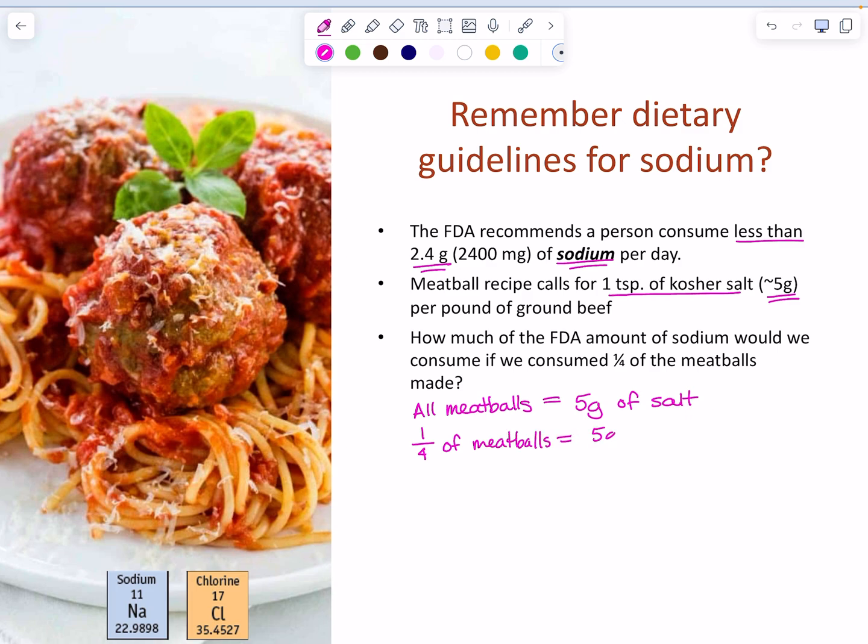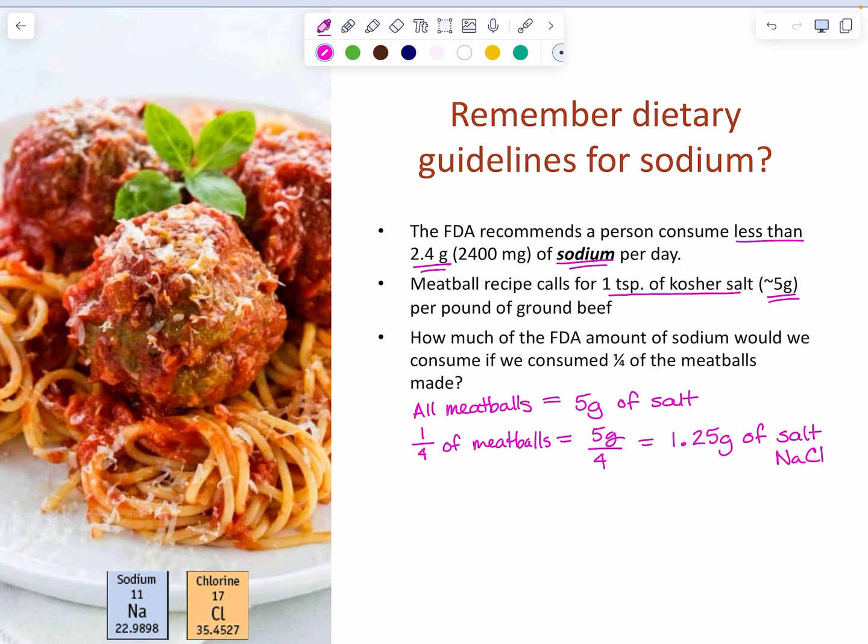I'm going to divide that 5 grams by 4, okay? And that's how much salt I will consume. So that winds up being 1.25 grams of salt. And my salt, remember, is sodium chloride, okay? Is everybody with me there? Okay, so all the salt I put in is 5 grams.